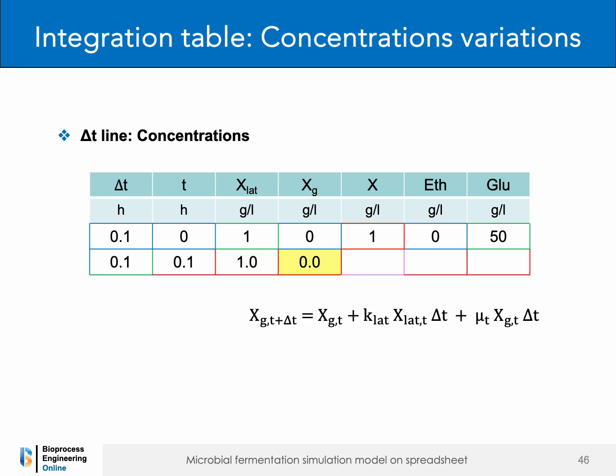Calculate xg by the relation xg at the preceding time plus k lat x lat at the preceding time delta T plus mu at the previous time xg at the preceding time, delta T. Copy-paste the formula of the preceding line to calculate the total yeast cell concentration X. Calculate ETH by the relation ETH at the preceding time plus q ETH at the previous time, xg at the preceding time, delta T. Calculate glu by the relation glu at the preceding time minus q glu at the previous time, xg at the preceding time, delta T.